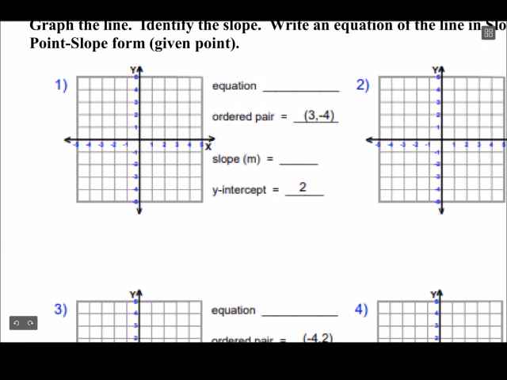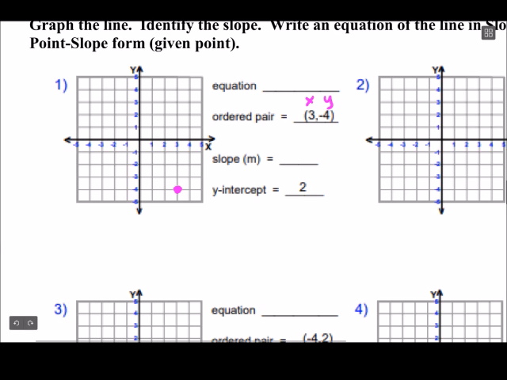First thing I'm going to do is plot the point that I am given. I'm given the point 3, 4. This is my x value and my y value. I go over 3 on x and down 4. There is my point 3, 4. Negative 4, sorry. 3, negative 4.